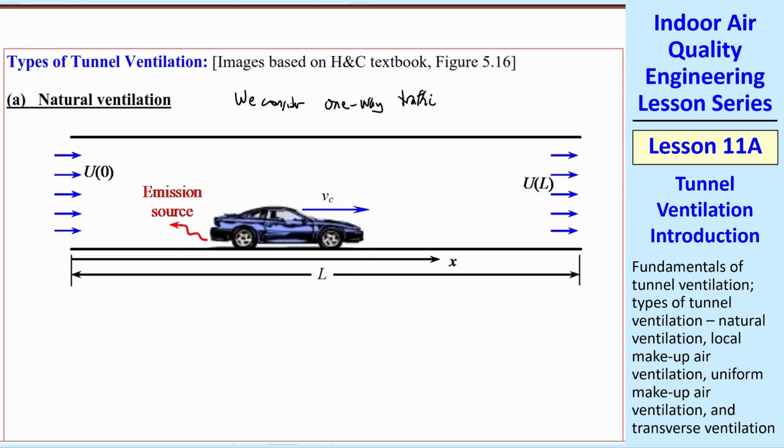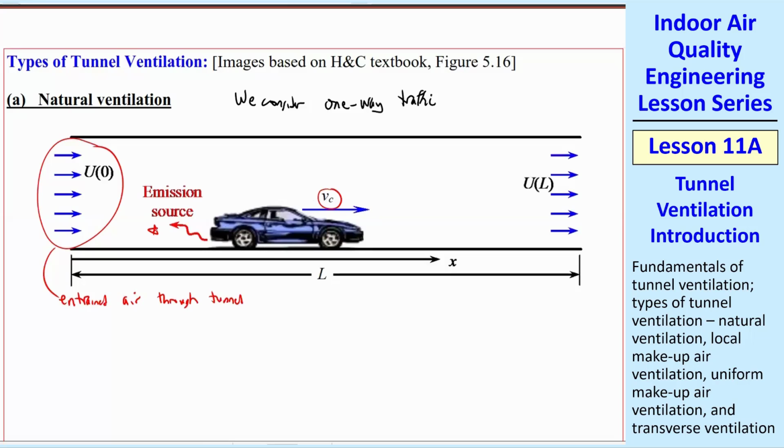So what happens is you get some entrained air through the tunnel, even if there's no forced air system at all. So there will be some capital U, which will be the wind speed through the tunnel. The car itself is traveling at some speed VC. And of course, there's an emission source from each car. I just draw 1 car here, but there would be several cars going by. This is an unsteady process, but we're going to actually analyze it as a steady process, and I'll show you how to do that in a minute.